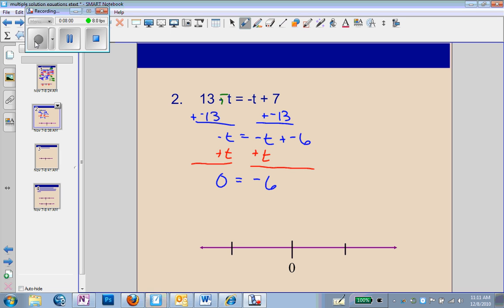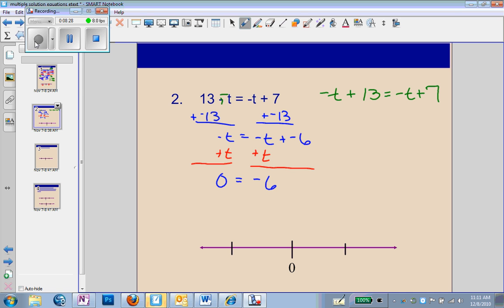This could never be true. 0 is never equal to negative 6. It's something weird that's going on here. Now we look back up at the original equation, and we just switch around just a tiny bit, we might notice something. We can tell back in the very beginning that this is not true.